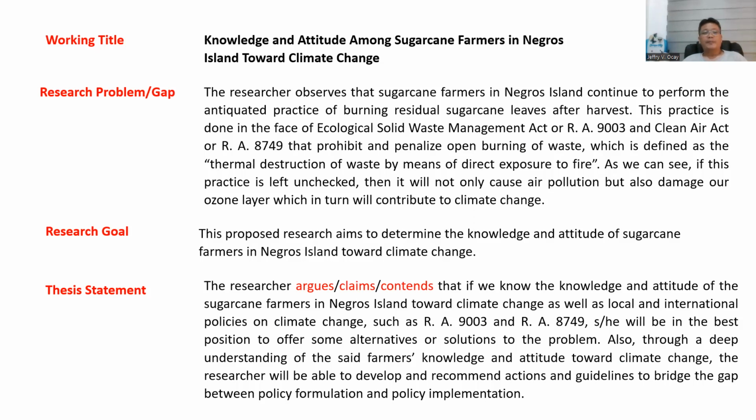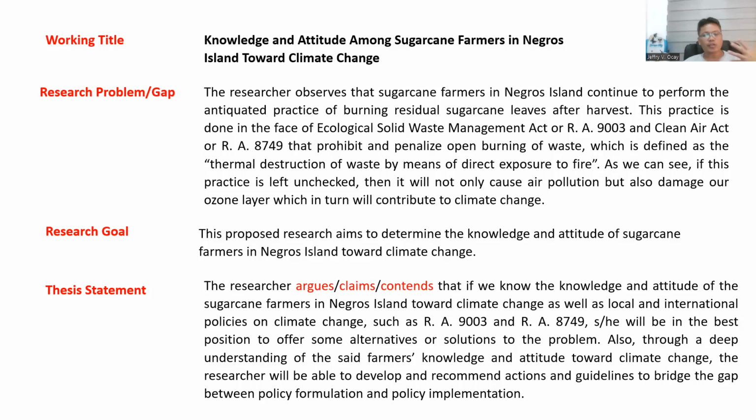Problem formulation or gap spotting is the most difficult part in research, believe me. All research begins with problem formulation or gap spotting. And we have the cliche that goes, once we have identified the problem of your proposed research, or once we have identified the gap of your proposed research, then the research is halfway done. You know exactly what to do now because you have now identified the problem. You know what to address.